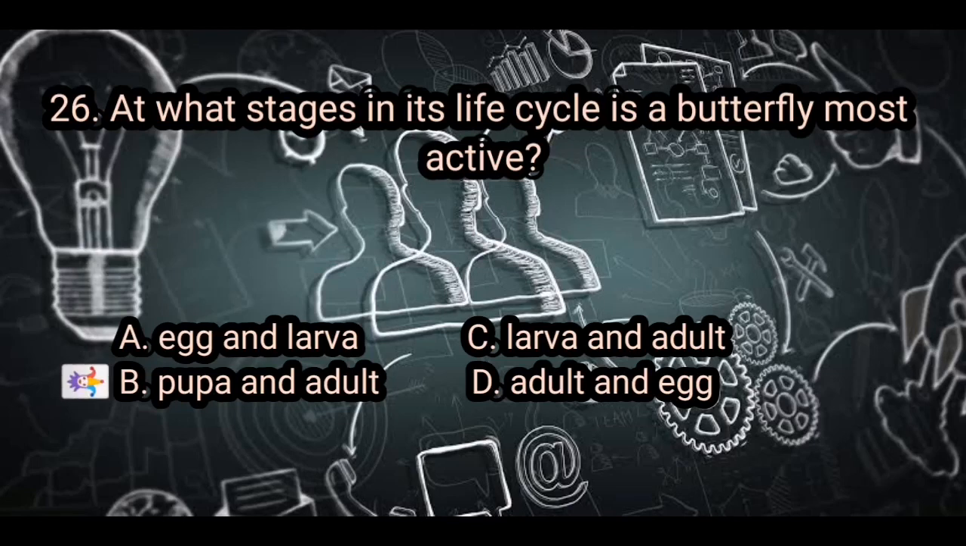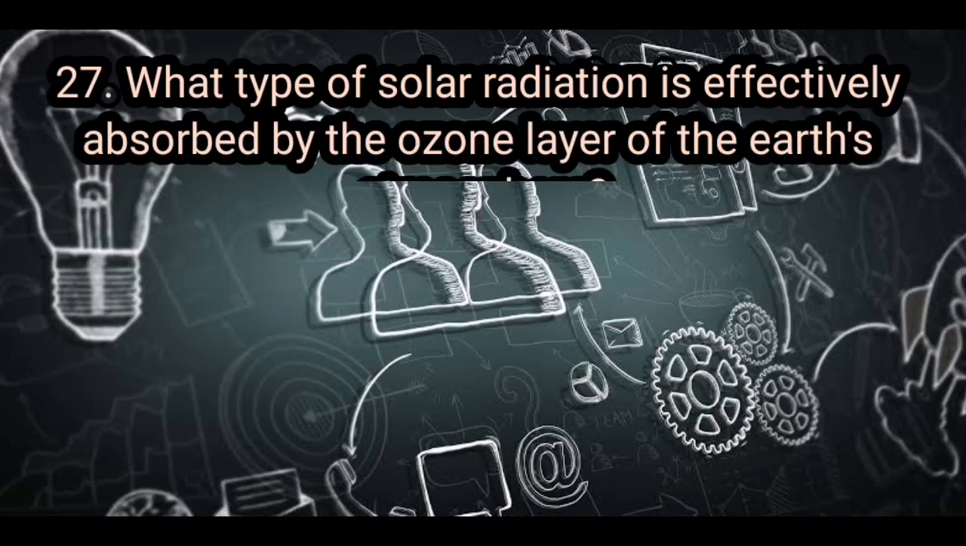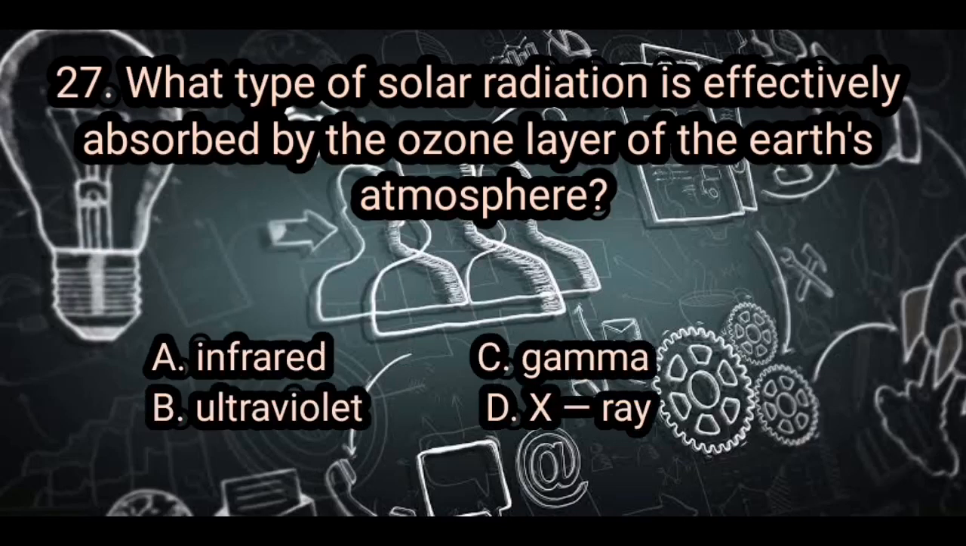Correct answer, letter B. 27. What type of solar radiation is effectively absorbed by the ozone layer of the Earth's atmosphere? A. Infrared. B. Ultraviolet. C. Gamma. D. X-ray.